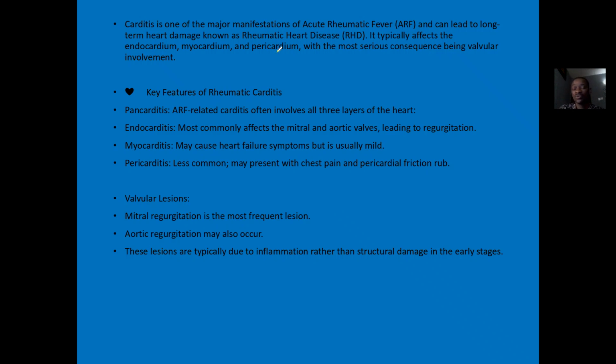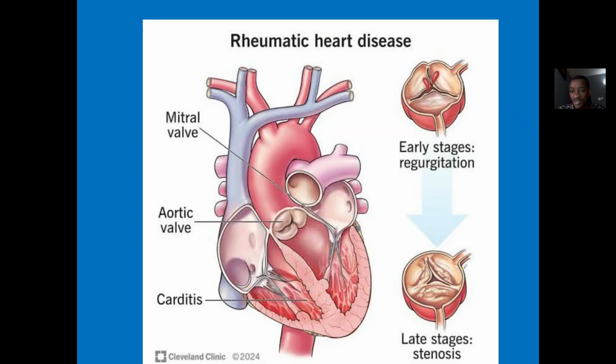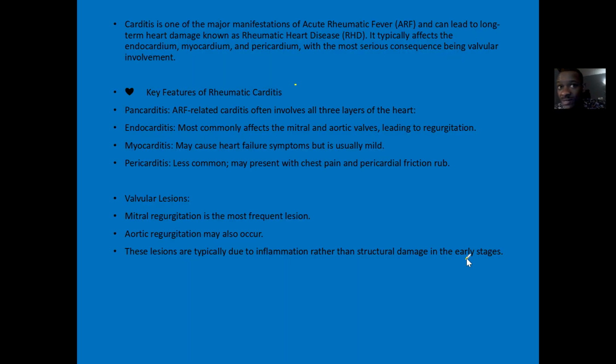Then it can lead to what? Rheumatic heart disease, of course. It typically affects the endocardium, myocardium, or pericardium. Okay, and the most serious issue is it can actually cause what? Valvular stenosis. It will inflame the valve to the extent that the valve is scarred. Okay, it's no longer flexible.